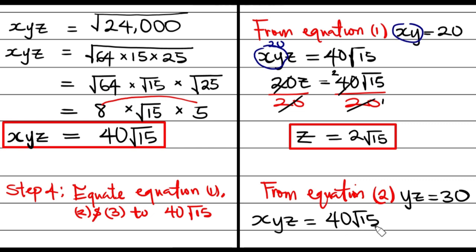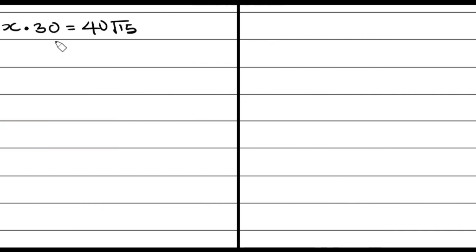And what we need to know also is, if yz is 30 and I have the same yz here, which means I have 30 here already. So I should say x multiplied by 30 equals 40 root 15. Therefore, to get the value of my x, I'm going to divide both sides by 30.